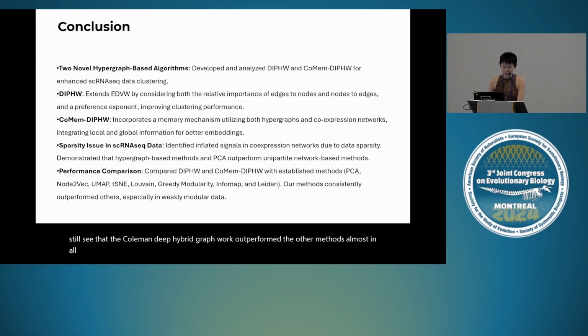And then in conclusion, we proposed two hypergraph-based methods, and one of the methods has memory incorporation so that we'll be able to take into account both the hypergraph representation and the co-expression network representation when we are generating embeddings. And we also talked about the sparsity issue that is going to impact the accuracy of the co-expression network that you generated from this data set.